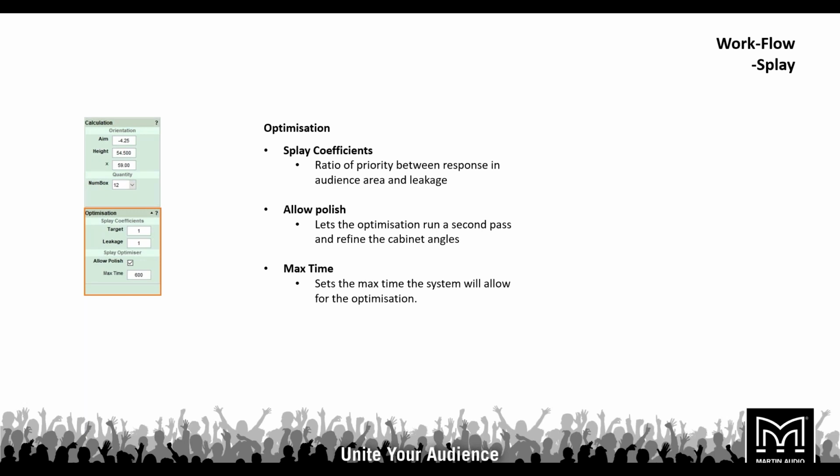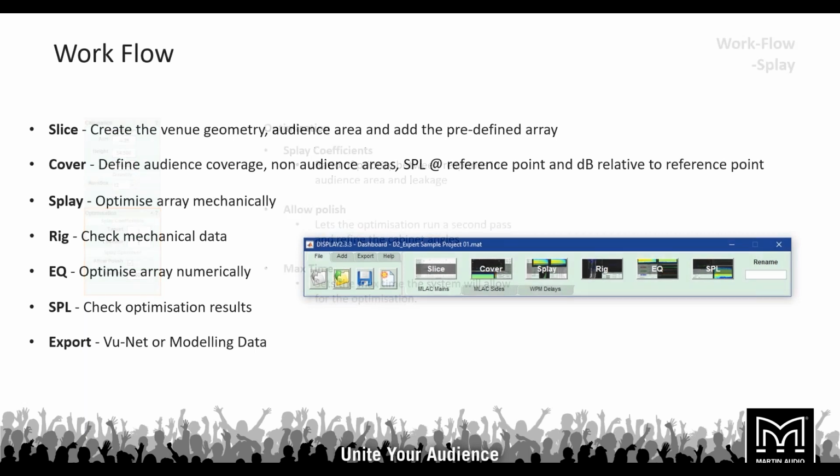Allow polish will let the optimization run a second pass just to refine those angles. And then maximum time just sets the maximum time that it will allow for the optimization. If you're doing an array of 20 MLAs in a very complex venue, that may actually take a long time. So if you're in a hurry, you may want to limit that. Otherwise, the standard is 600 seconds or 5 minutes.